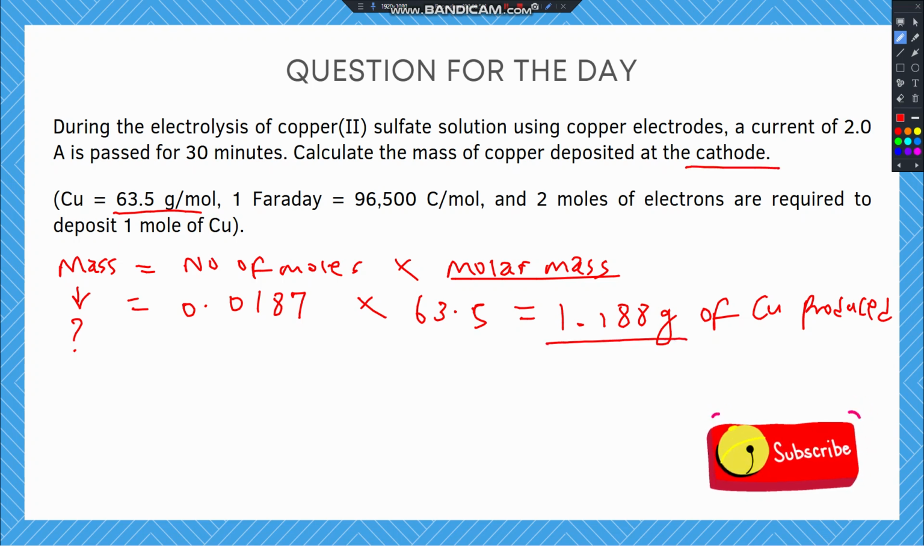1.188 grams. So in a question like this, the first thing we do is to calculate the charge, then use that information of the charge to get the number of moles of electrons that were displaced by that charge, and then use the moles of electrons to calculate the number of moles of the substance that was deposited. I hope you followed every step of this.